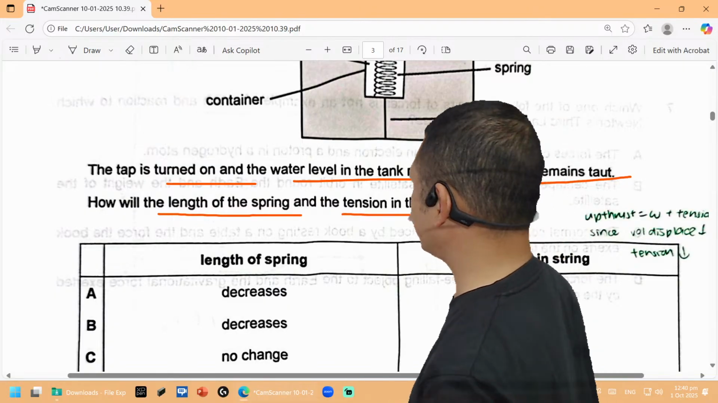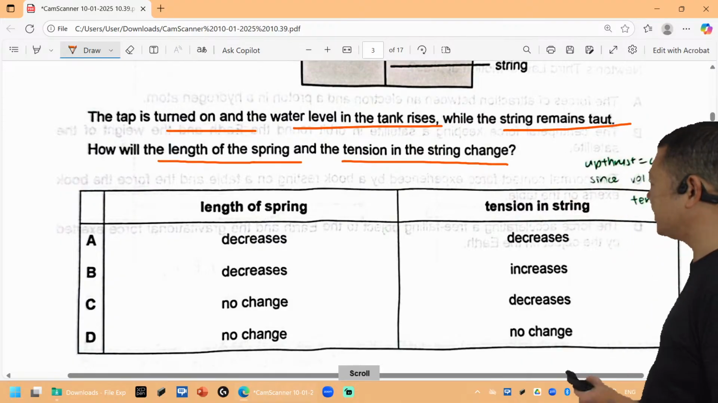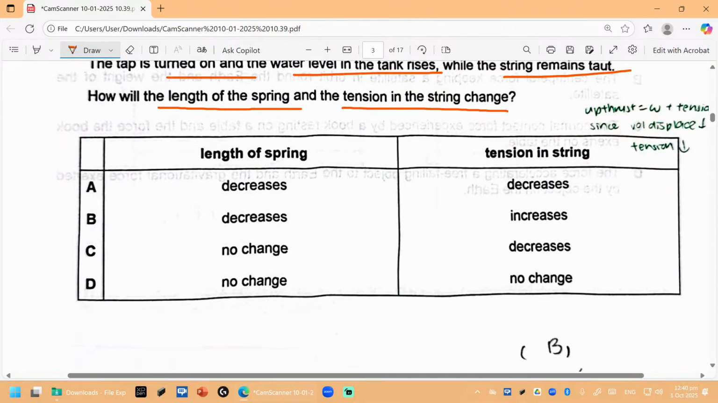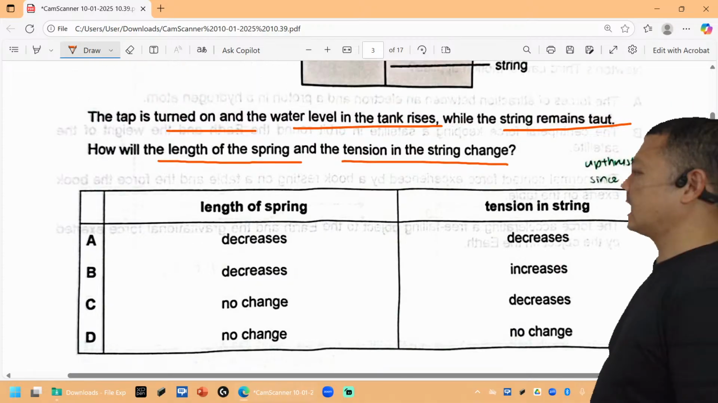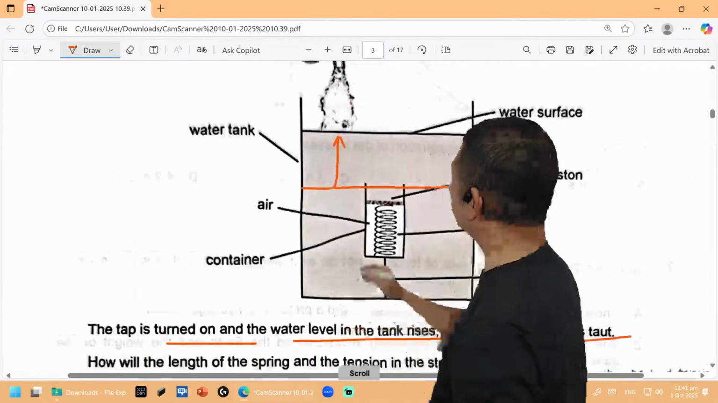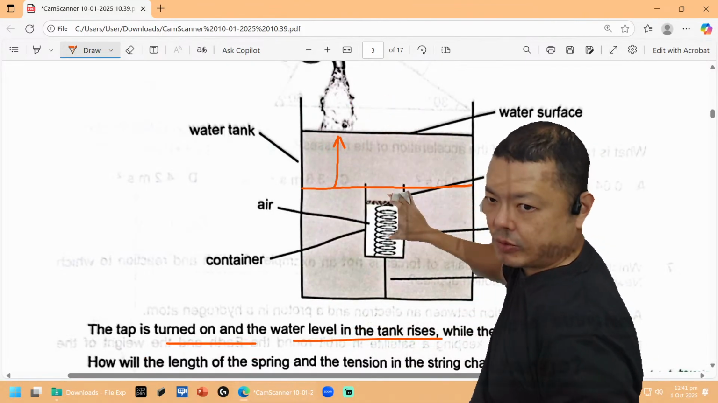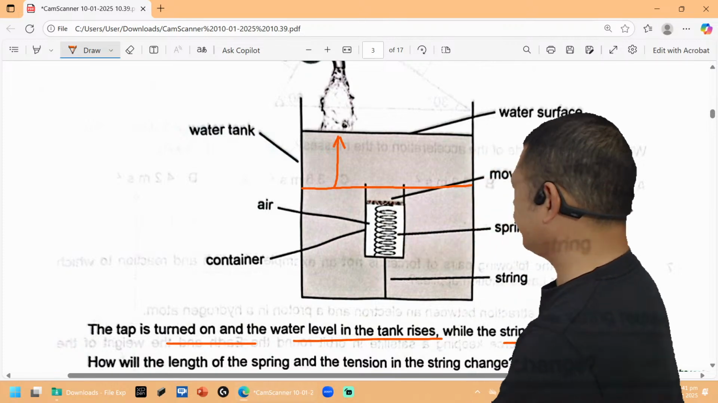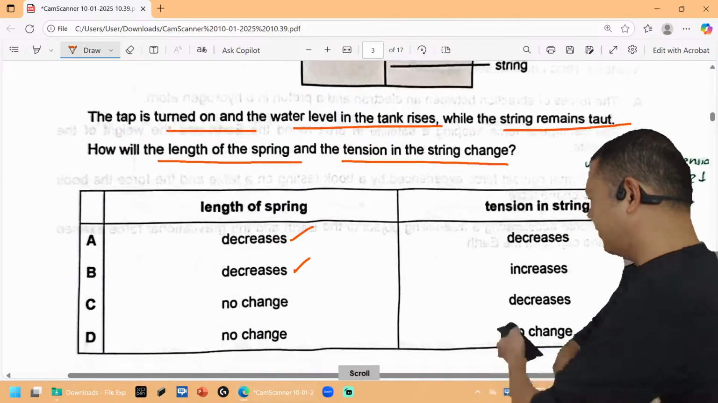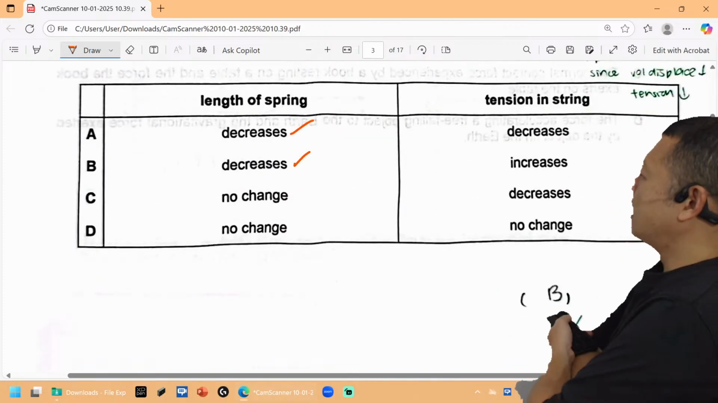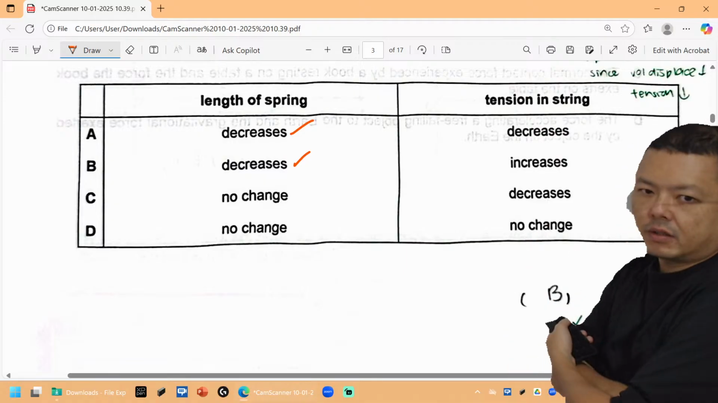Then they ask you, how will the length of the spring and the tension in the string change? So the length of the spring will decrease, right? The spring is inside here. You add more water, pressure is higher, it will press down on the spring more, so it will be compressed more. But what will happen to the string itself? Well, there's only two options, either increase or decrease. So it definitely cannot be no change.